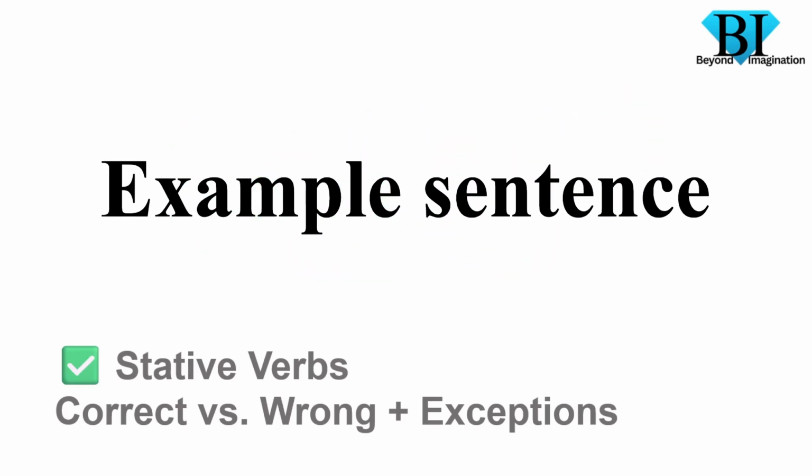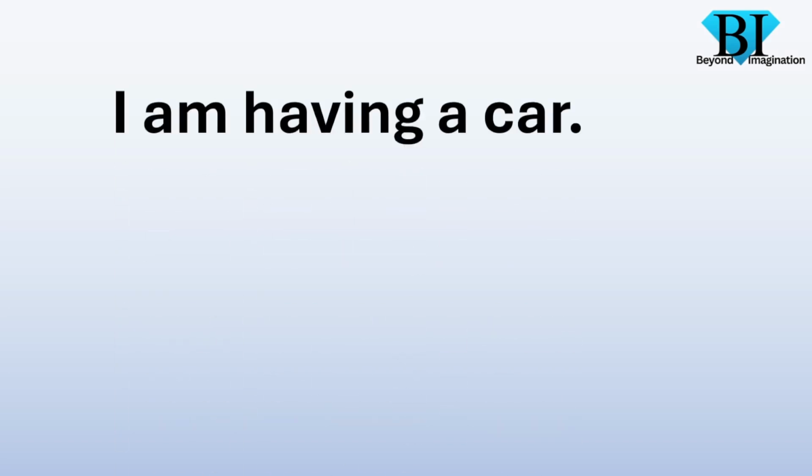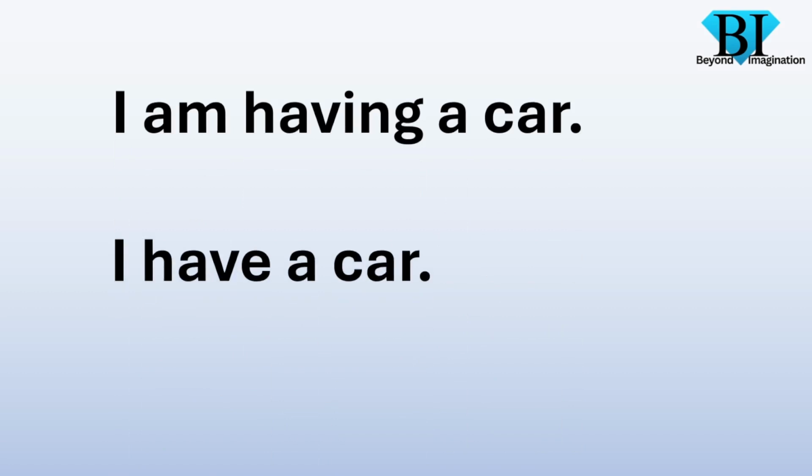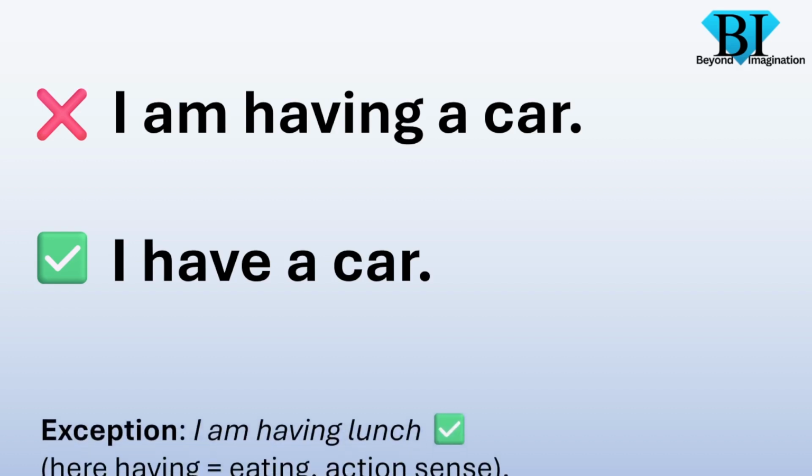We are going to see some stative verbs which will not change or which will not have any ing form, but sometimes there are a few exceptions. So let's see how these verbs will react when ing verbs come. I am having a car versus I have a car. Which one is the correct answer? Absolutely right. I have a car. It's a correct answer. Is there any exception?